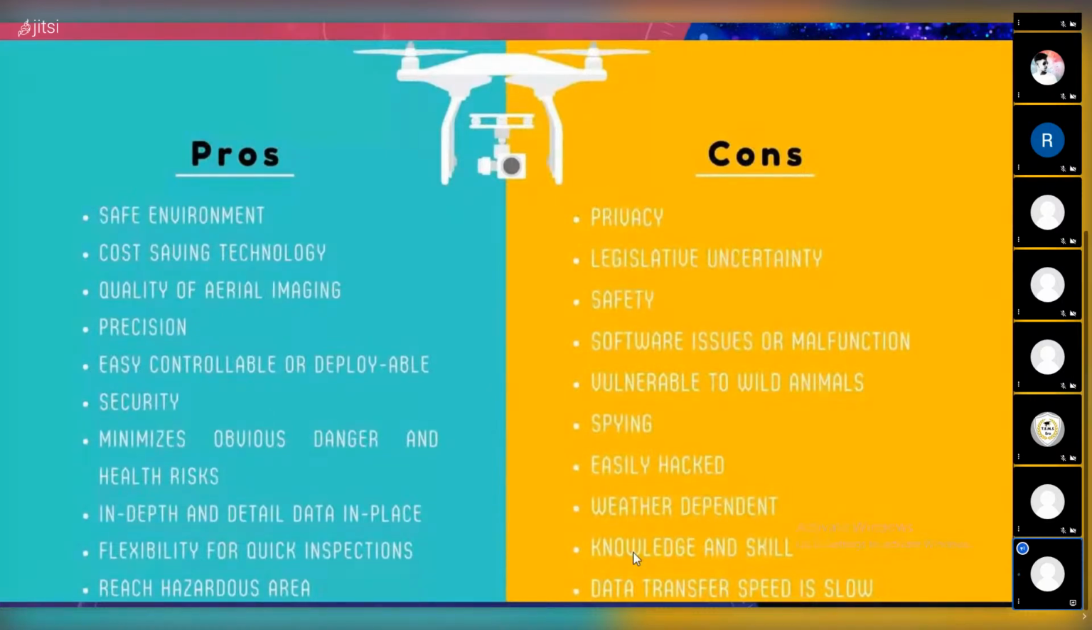Then comes safety. The most important thing is that this piece of equipment is flying high in the sky. Let us assume some failure has happened, or it has crashed into a bird or something like that. It will drop dead on a person standing at the bottom. So you can imagine, even if it is a 1 kg or 2 kg piece of equipment, if it falls on someone's head, it can really cause some big damage.